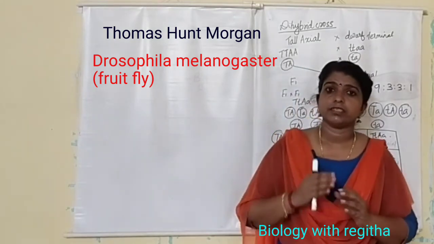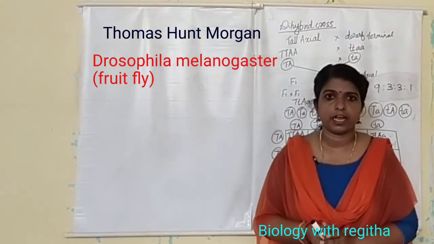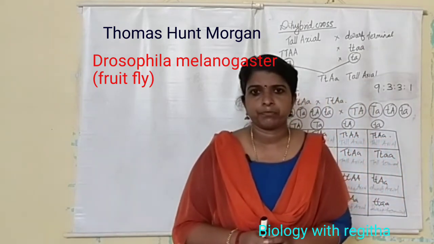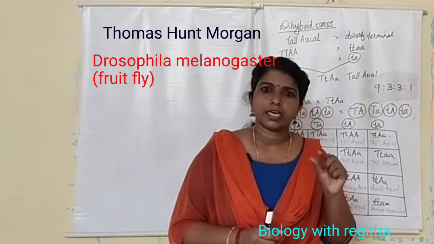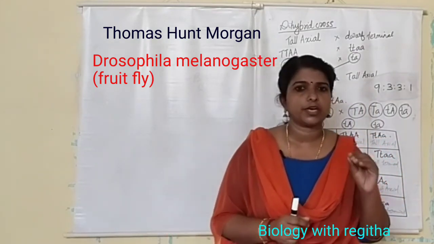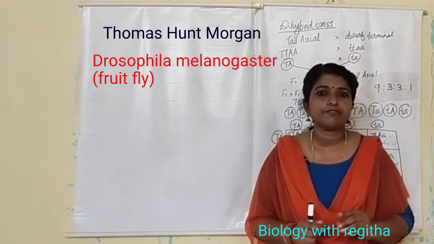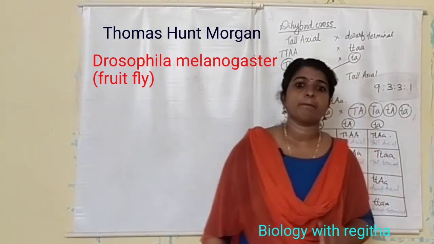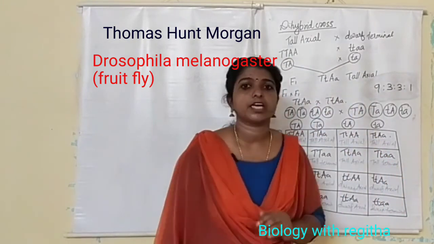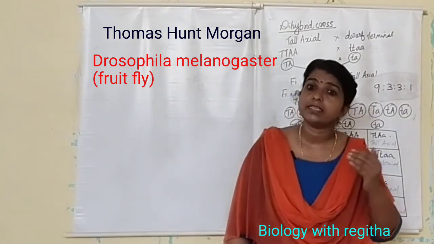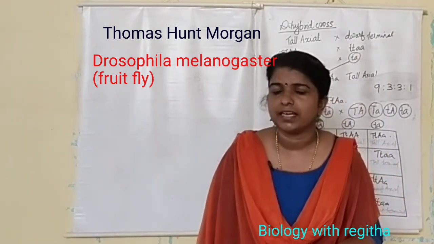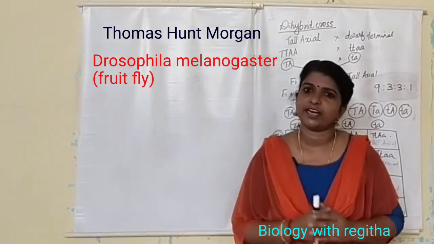After the experiments with Drosophila, he understood that the dihybrid F2 ratio was significantly deviated from the Mendelian dihybrid ratio. Why did this variation happen? That we can study in the next class.